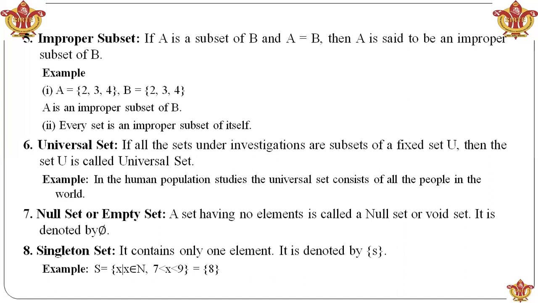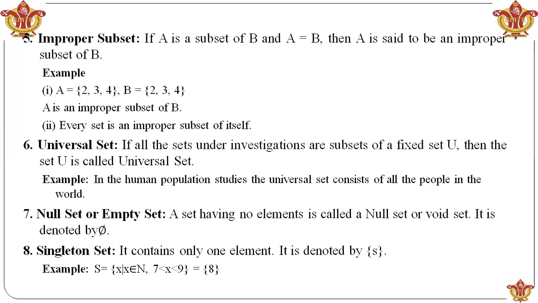After that, we'll discuss the null set, or we can say the empty set. A set having no element is called a null set, or void set, or empty set, which is denoted by a zero with a slash cut through it, that is denoted by ϕ. That is denoted like this.